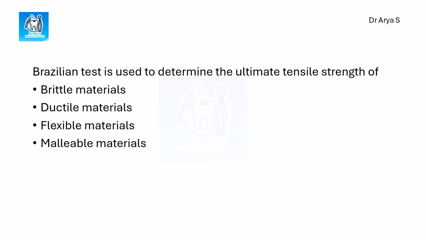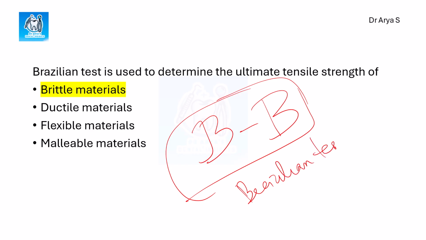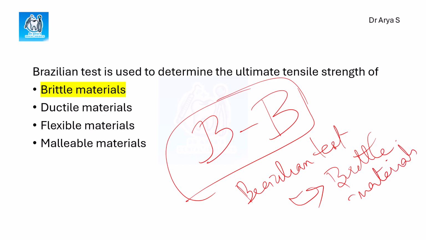Brazilian test is used to determine the ultimate tensile strength of brittle materials or ductile materials or flexible materials or malleable materials. Here the answer is brittle materials. So to remember, B for B, that is Brazilian test is used to determine the ultimate tensile strength of brittle materials.